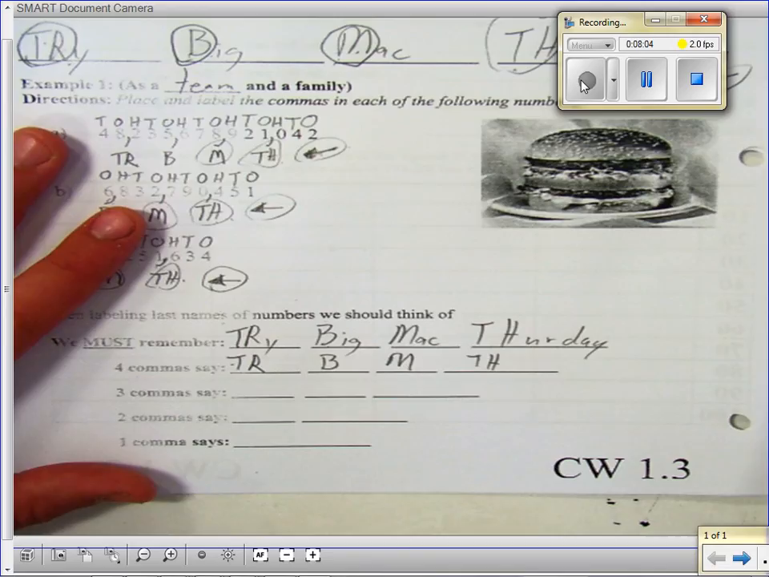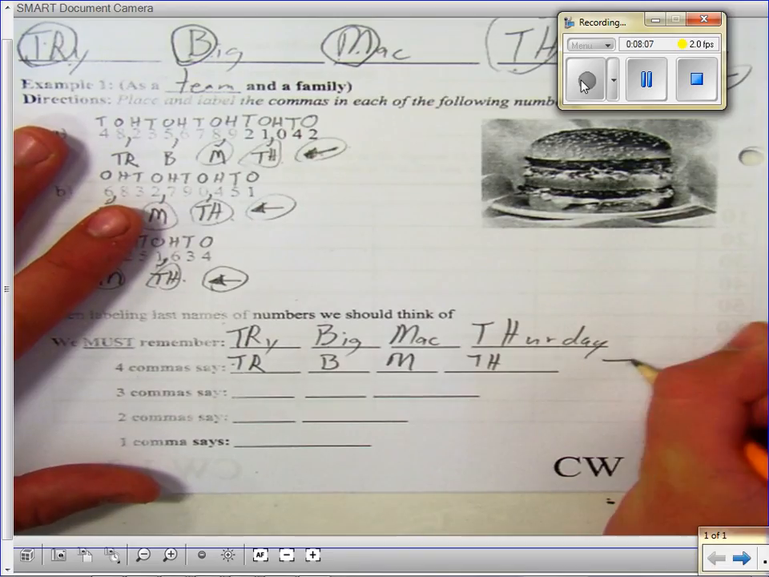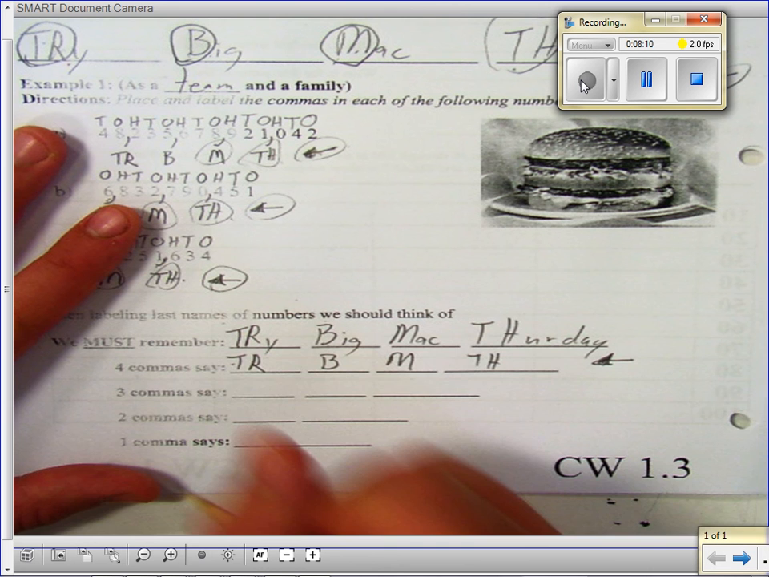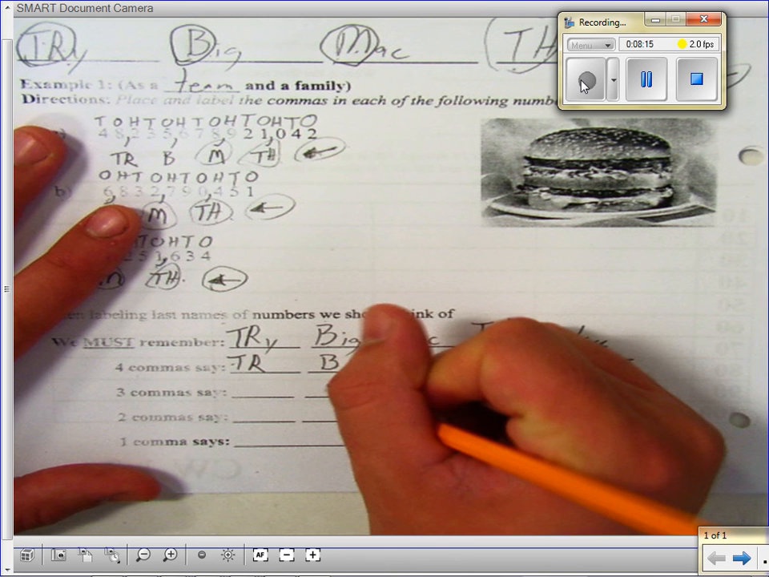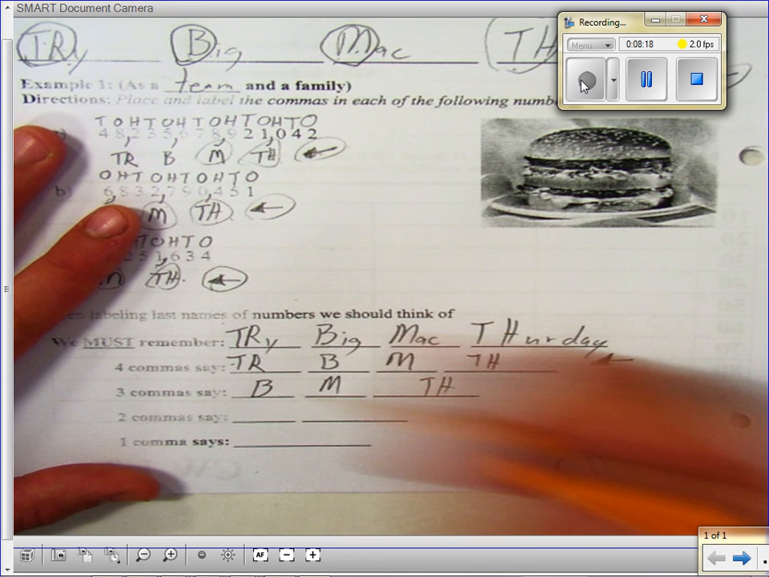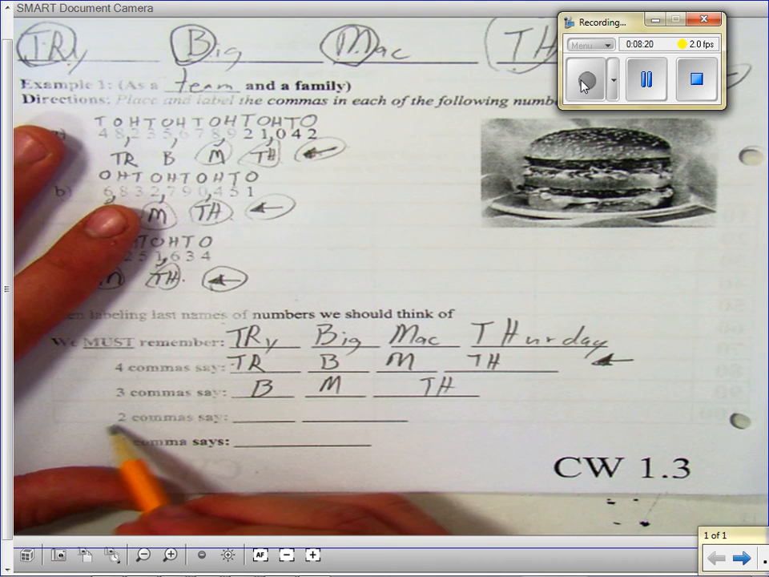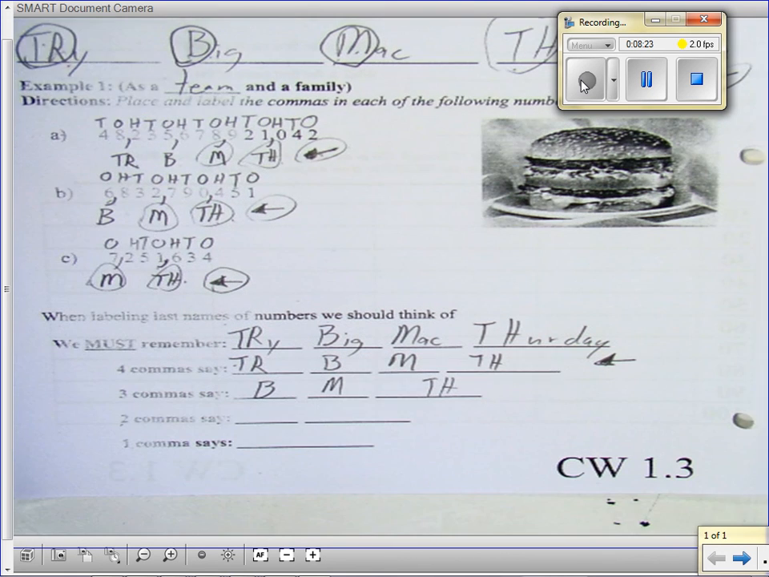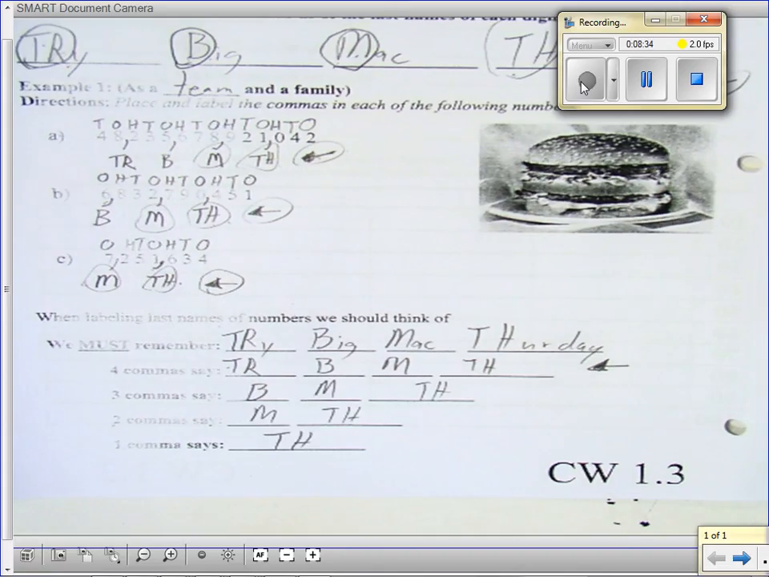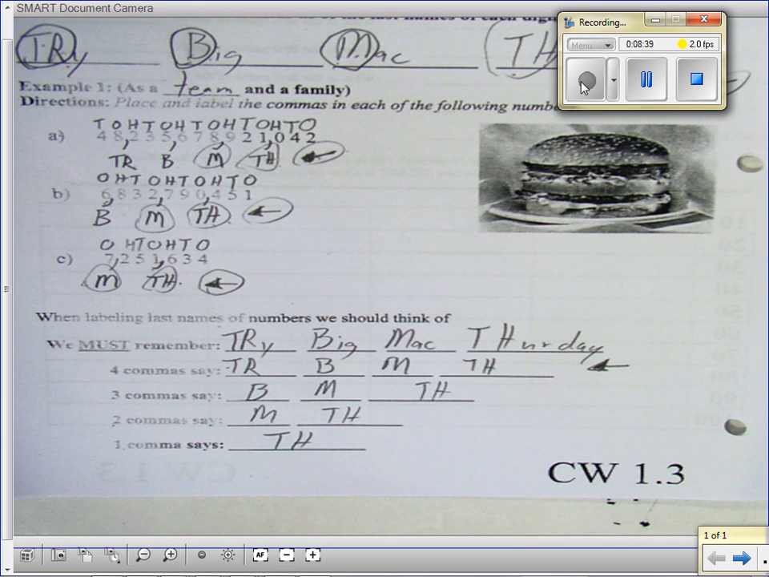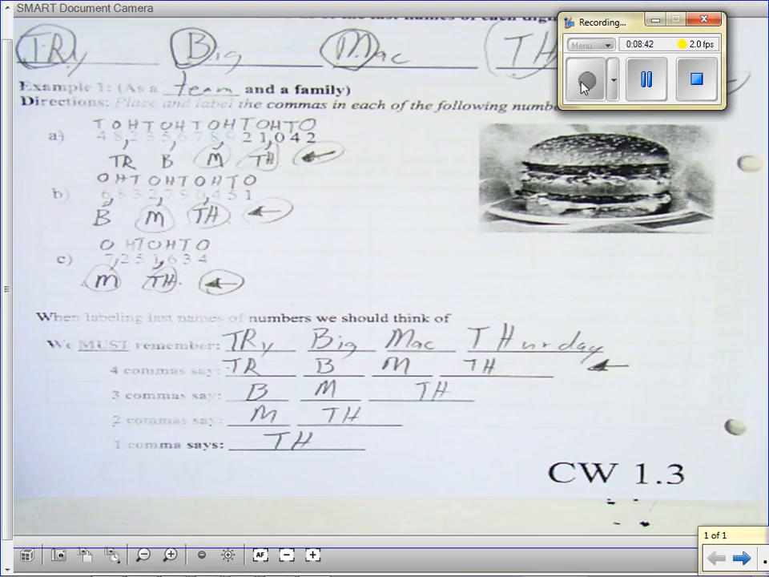If we have 3 commas, since we start on this side, the right, and move to the left, we're going to say thousand, million, billion. Fill in the last 2 on your own. Remember to copy down what I've written in the blanks. Pencils up. Go. Here are the answers for 2 commas and 1 comma. We're now ready for independent practice.